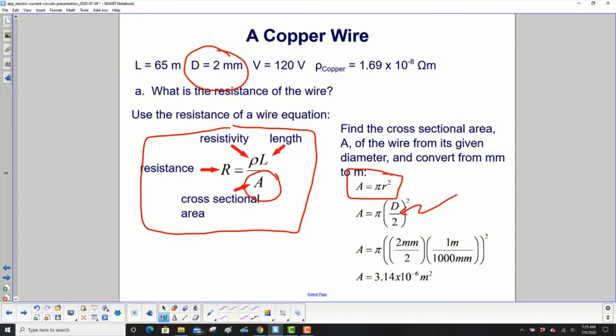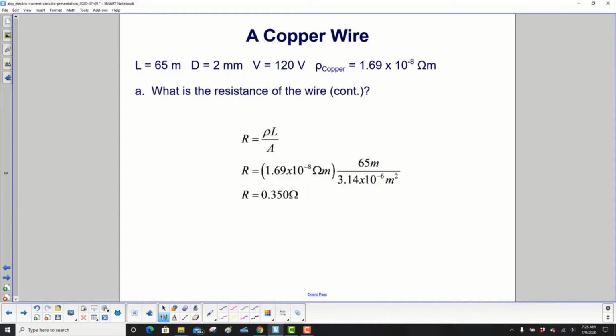So we now have pi times the diameter divided by 2 to give the radius. Now we can't work in millimeters, we have to work in meters. So we do a little unit conversion inside the parentheses, because we're going to have to square this shortly. 1 meter is 1,000 millimeters, so this cancels out, and then we multiply through, making sure to square the term, and we get the cross-sectional area of the wire is 3.14 times 10 to the minus 6th square meters.